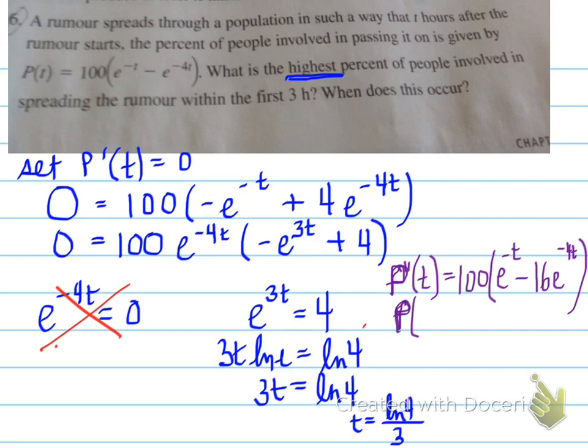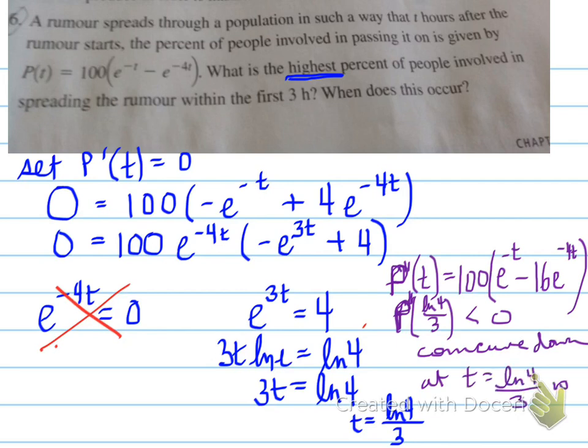So we're testing P double prime at ln 4 over 3. And we find out that P double prime at ln 4 over 3 is going to be less than 0. We just plug in the value, and we find out that the value of the second derivative is less than 0. So that means it concaves down. Because of that, it concaves down at t equals ln 4 over 3.